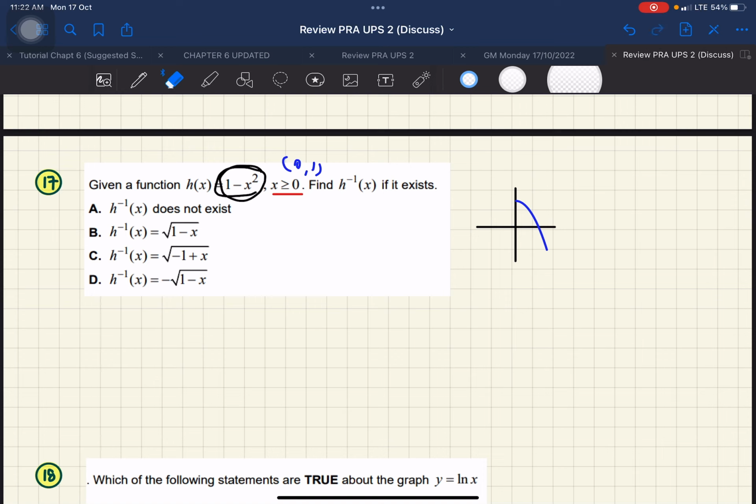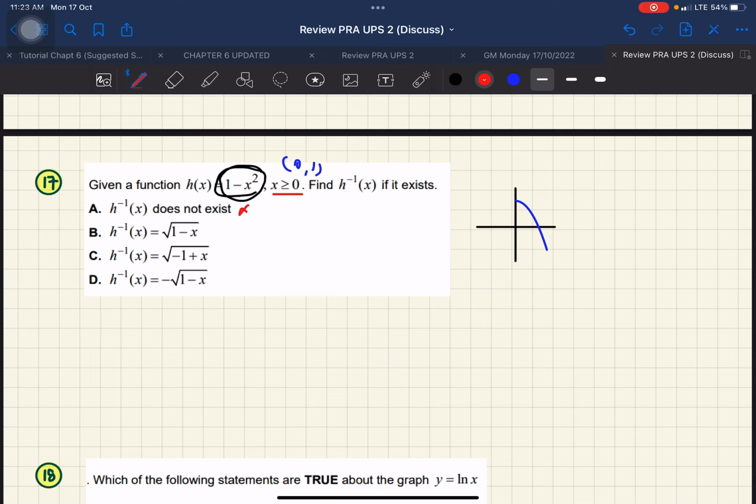So bila graf kita macam ni, maksudnya dia akan exist lah. Sebab kenapa dia punya inverse exist? Sebab HLT cuts at only one point sahaja. Sebab dia adalah one-to-one function. So the first one salah. Memang salah sebab dia kata not exist.